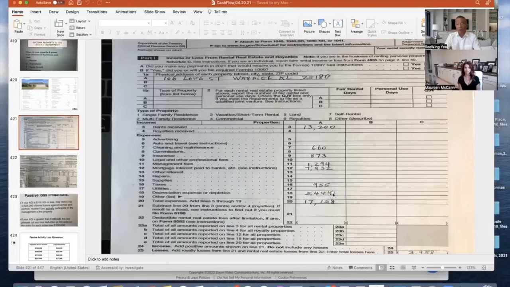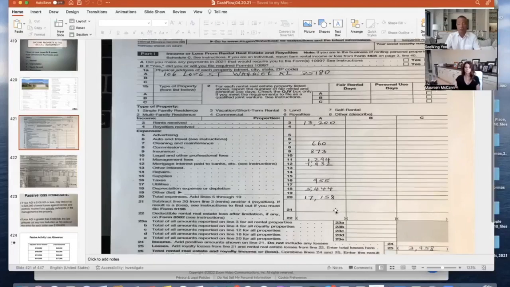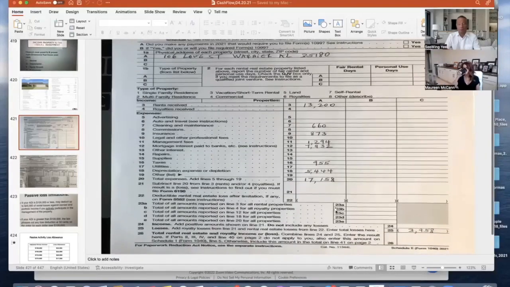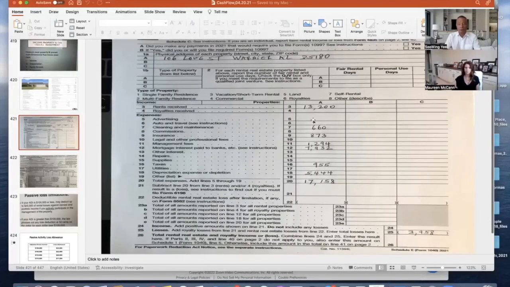So the annual depreciation for each of the 27 years is 5,444. This depreciation expense every year is a phantom write-off. It further reduces the gross income. Does that make sense? Right? So you have 13,200 of gross rent, and your total expenses, including the phantom depreciation write-off of 5,444, equal 17,158.